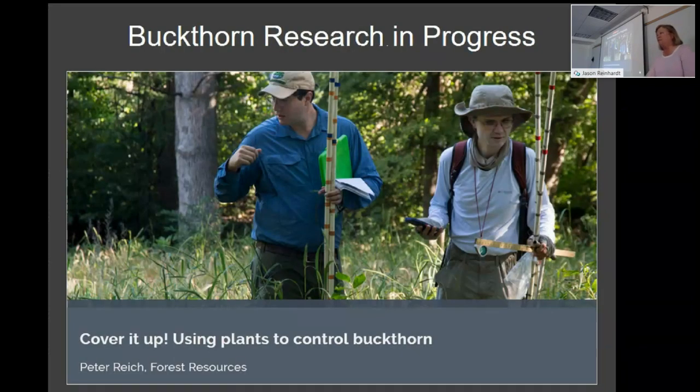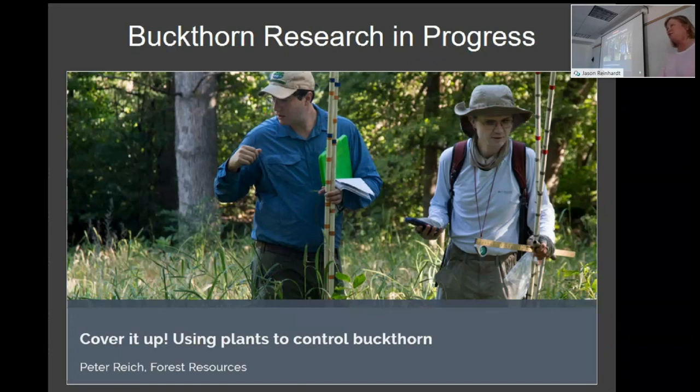Something that's in progress but really interesting on the buckthorn front is this project at the University of Minnesota looking at different plantings that are done after the first control effort with buckthorn.